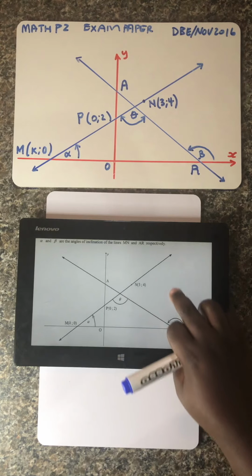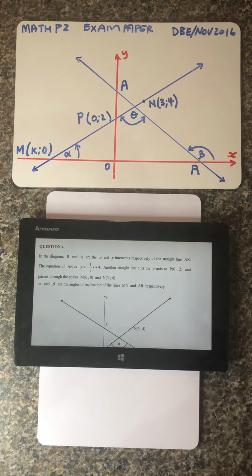So guys, I won't waste too much time. So now question 4 reads as follows. In the diagram, R and A are the X and Y intercepts respectively of the straight line AR. I hope you're able to see it there on the diagram. Remember, this is a hand-drawn diagram, so it's not 100% to scale. It's just for ease of reference.